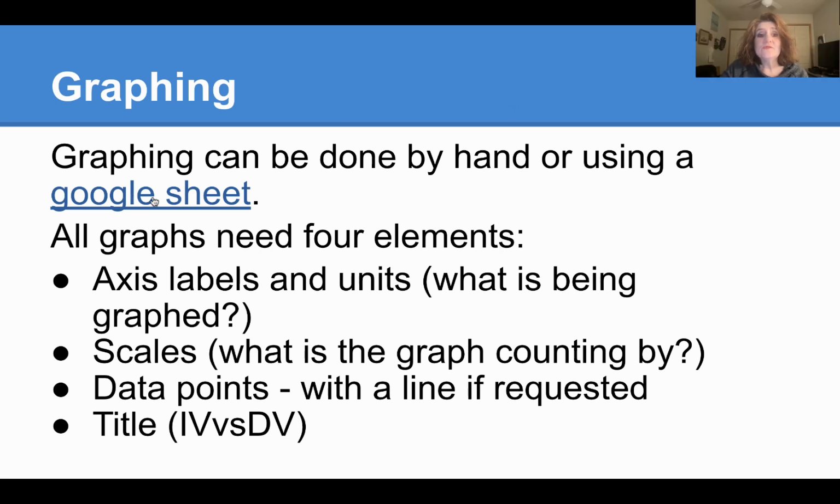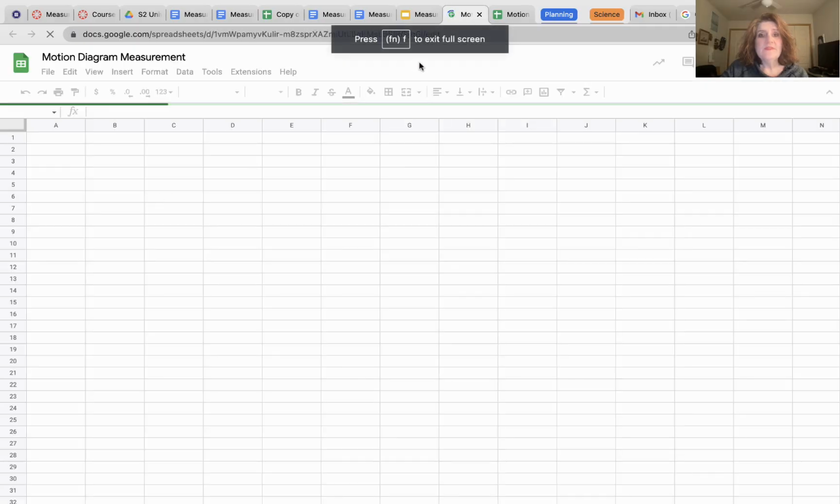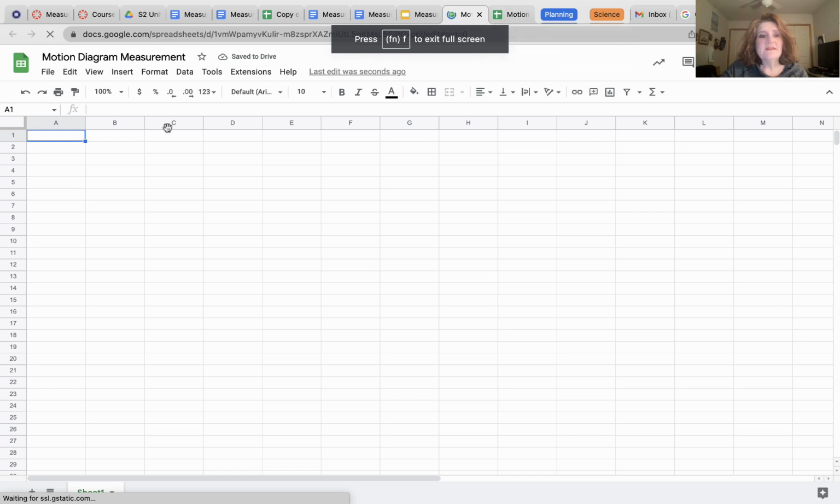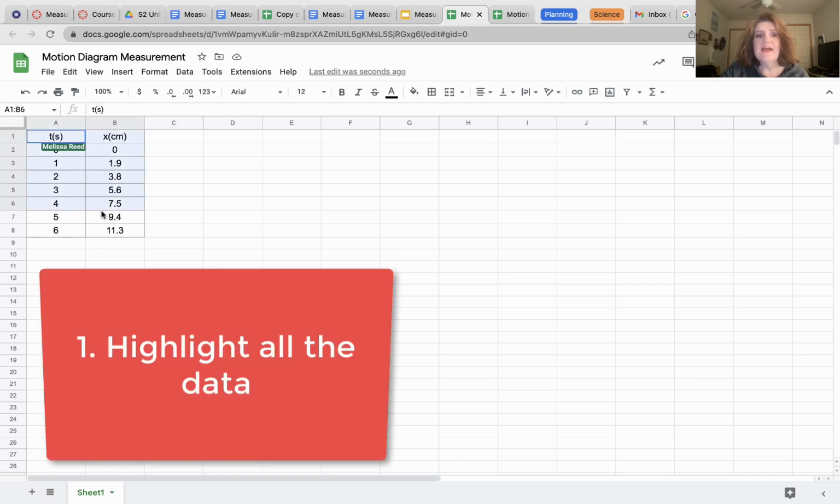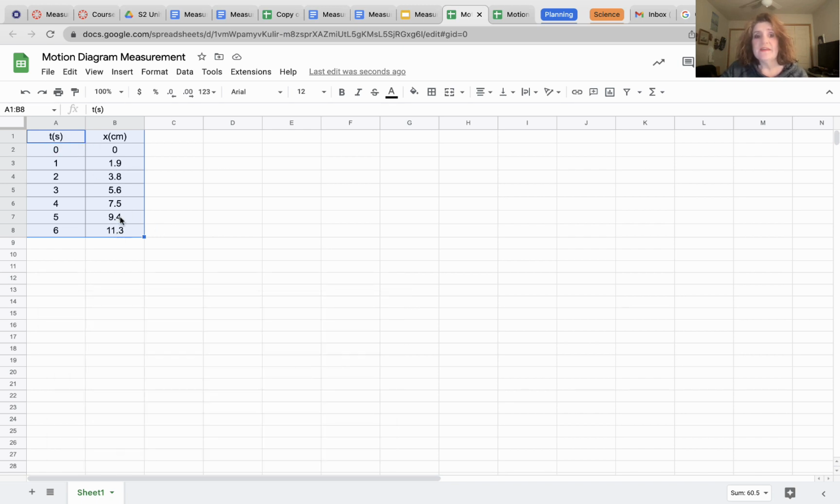So let's look at a Google Sheet. If I open this Google Sheet, I can actually paste my data that I'd copied previously, and I can use a Google Sheet to graph that data. Here are the steps. 1, highlight all of your data. And if you just pasted it from the table that you created, it's going to just be highlighted already. But highlight your data from the titles all the way down through the end of your data. And this data had 6 data points.